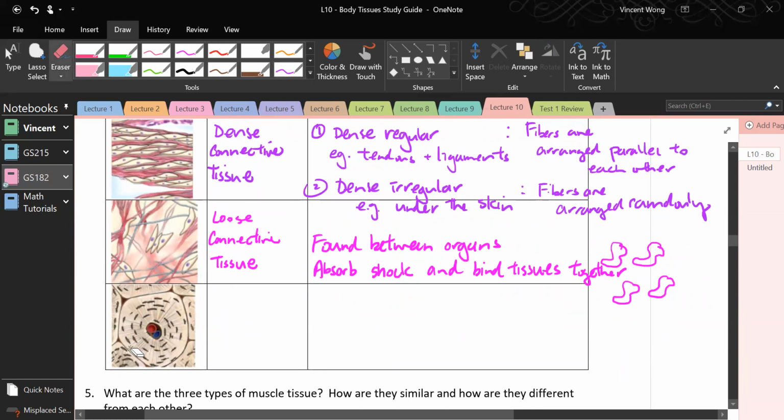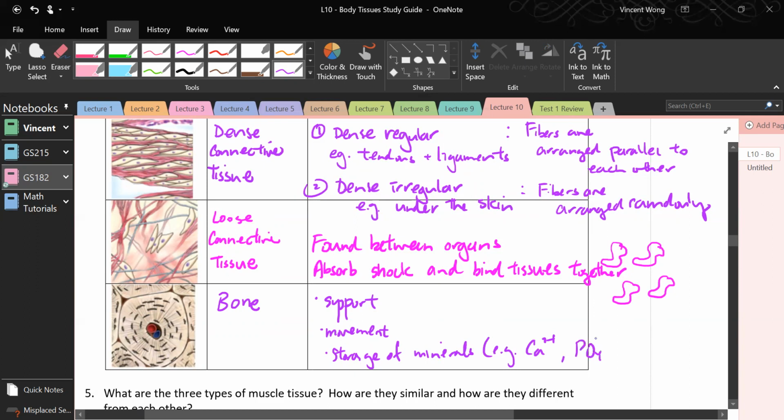Last one, the thing that looks like a tree ring, they actually do look like that. They're bones. So they're good for providing support, for example, allowing movements to occur, working with the muscle, and storage of minerals, such as calcium, and actually phosphate as well. And inside the bones, they have bone marrow that helps you form blood cells.